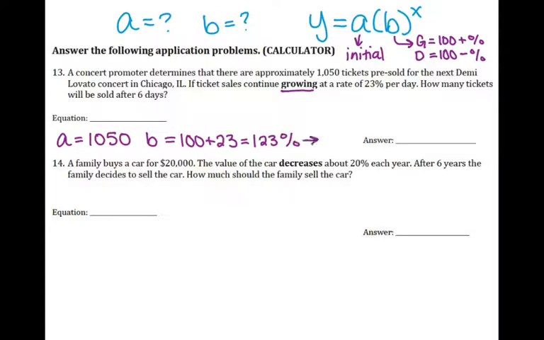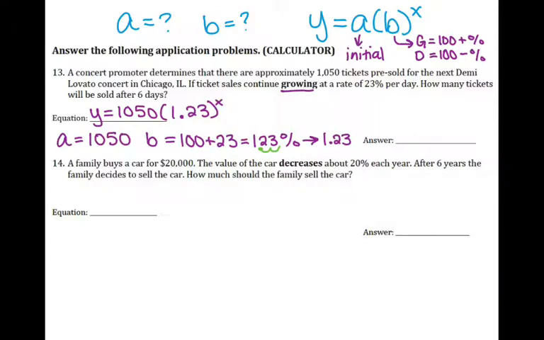Okay, now anytime we are writing an equation, we need to change our percents to decimals. And to do that, you're going to take your decimal and move it over 2 units. So this becomes 1.23. Okay, so now that I have my A and my B, I can write my equation. So I'm going to write y equals 1050 times 1.23 to the x power.